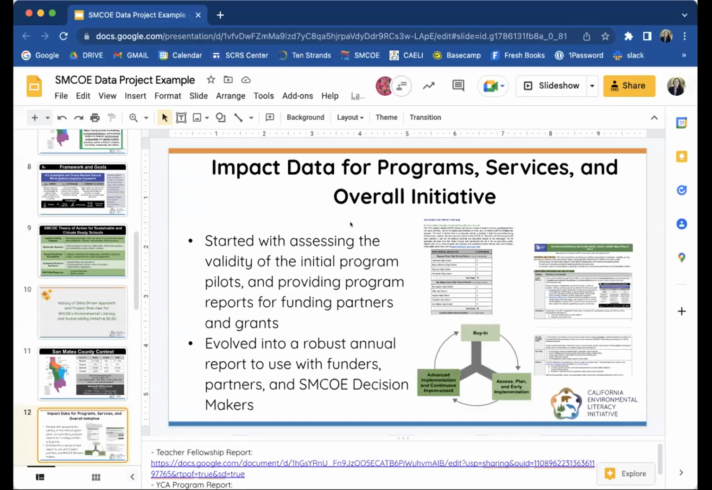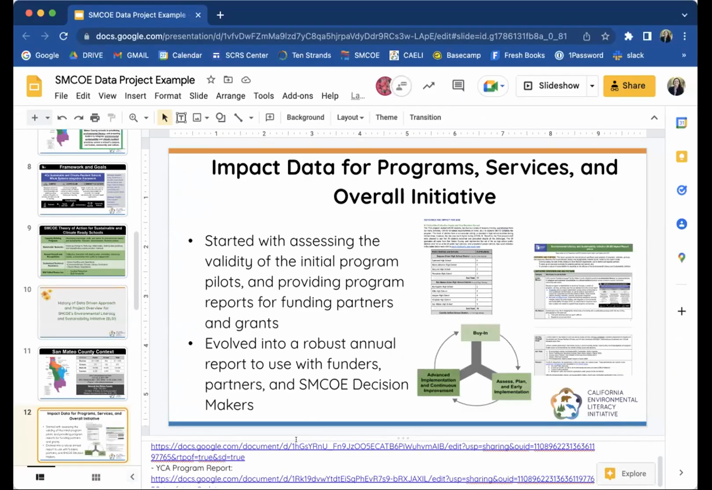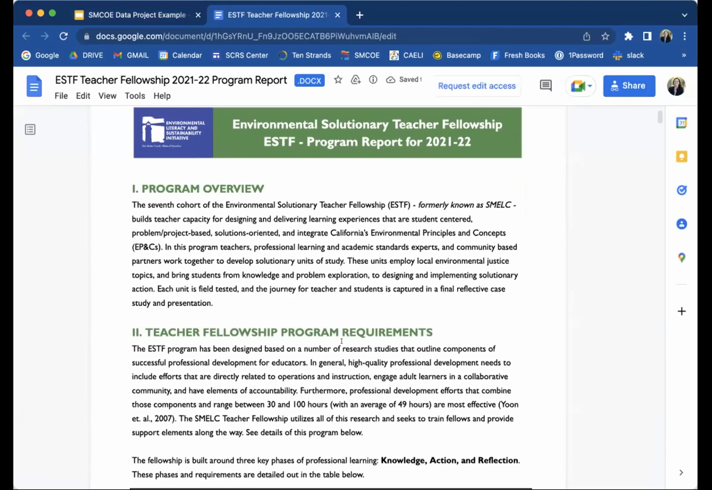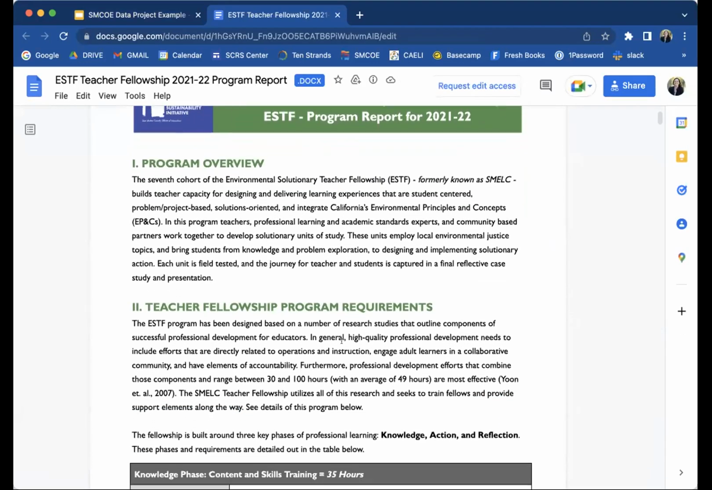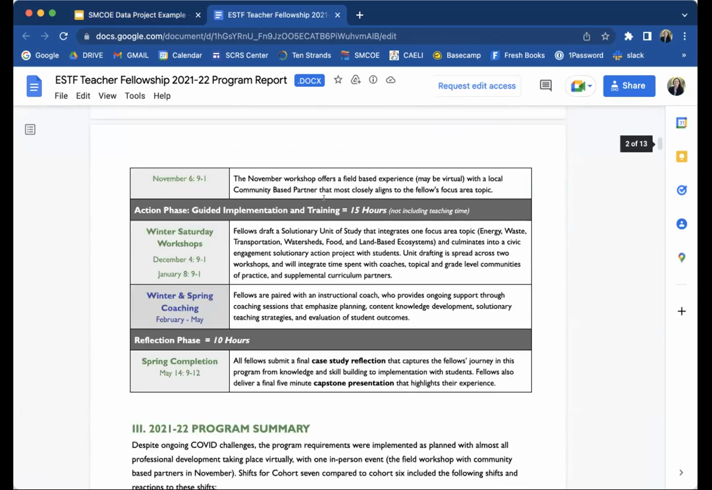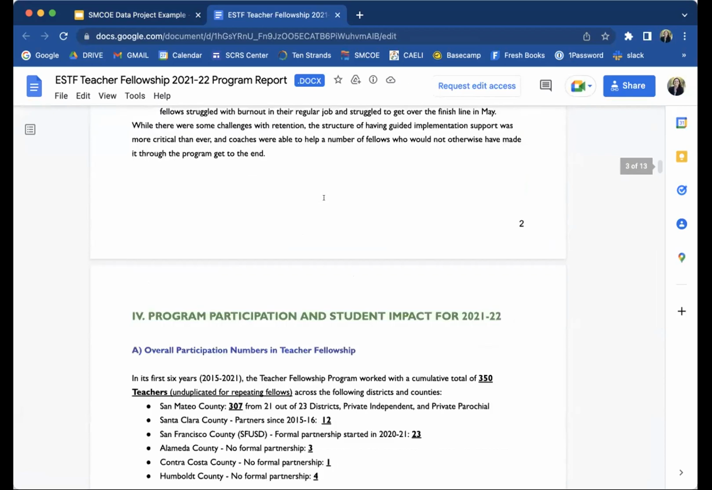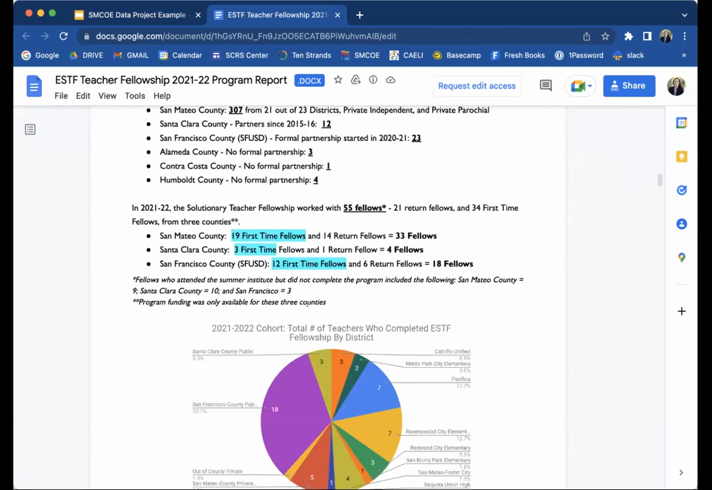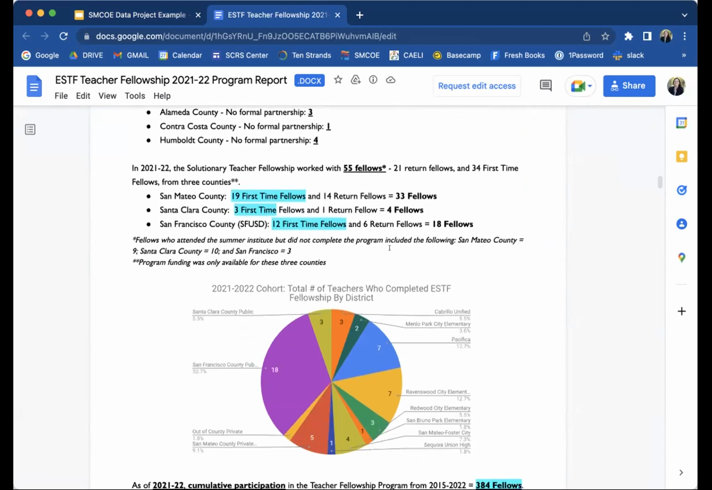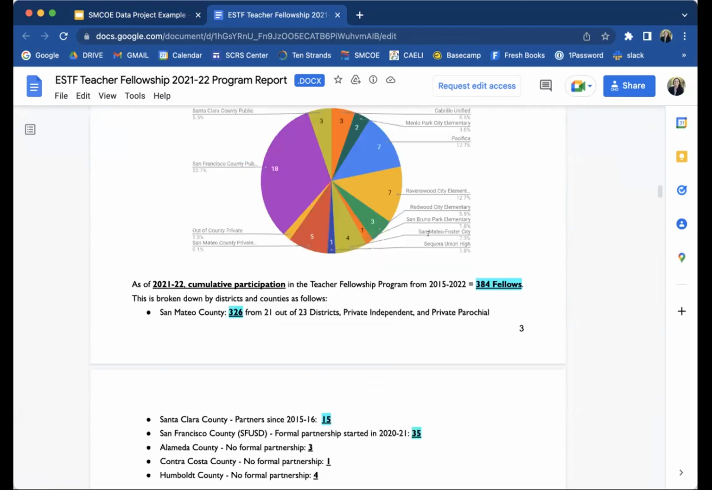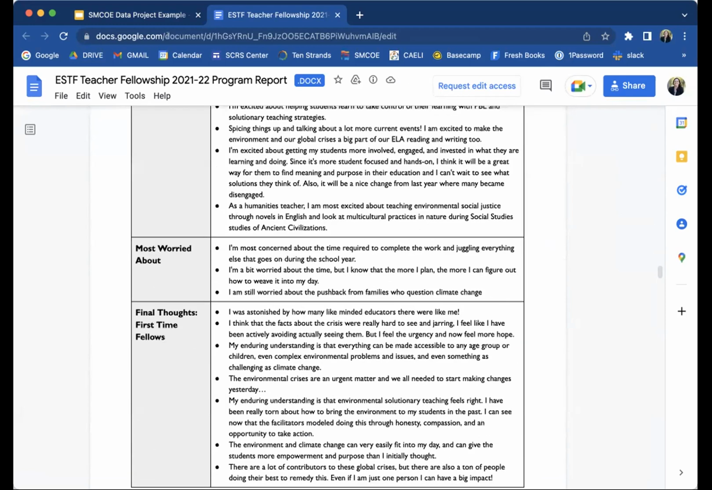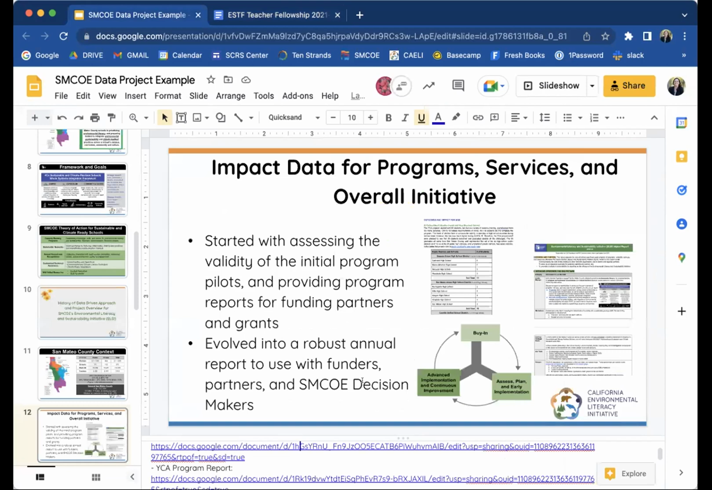And I'll just really quickly pop out here to show you what that looks like. So this is from our teacher fellowship program. In our program report, we had a program overview, what were some of the program requirements, and then getting deeper into who participated in the program. And we ran this program over quite a few years. So we would talk about who were the first time fellows, who are the return fellows. And this is just the type of thing that funders wanted to see to test the validity of the program.